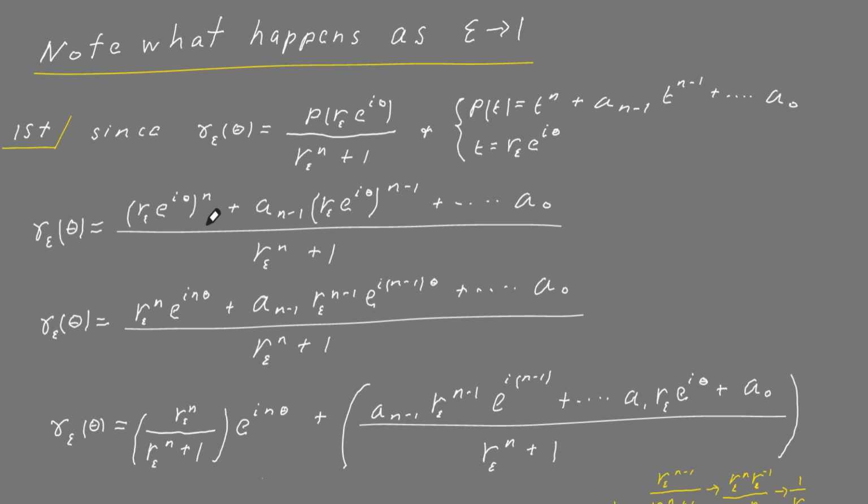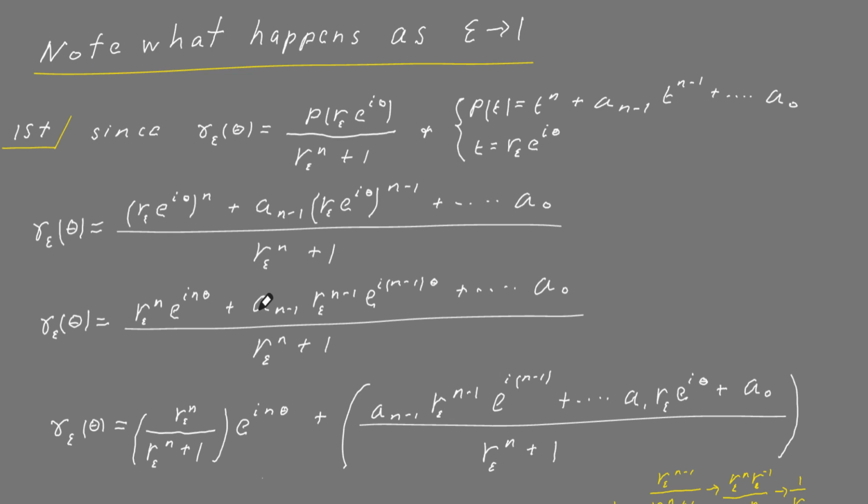Now what I'm going to do is just distribute the exponent. I'm going to distribute the exponents in these terms. So this term over here is going to become r sub epsilon to the n over here, and that'll be times e to the i n theta over here, and then I'm going to have a sub n minus 1 over here, and that'll be times r sub epsilon to the n minus 1 over here, and that'll be times e to the i (n minus 1) theta over here, plus all these additional terms.